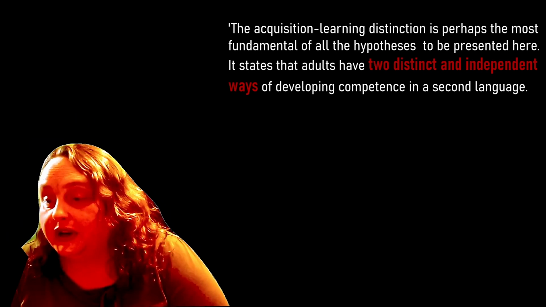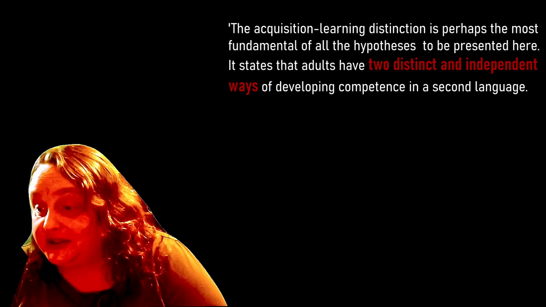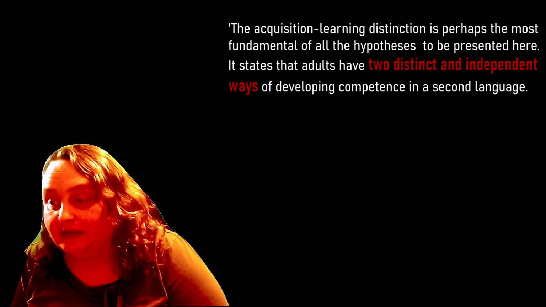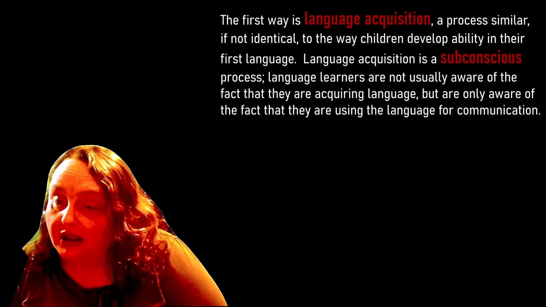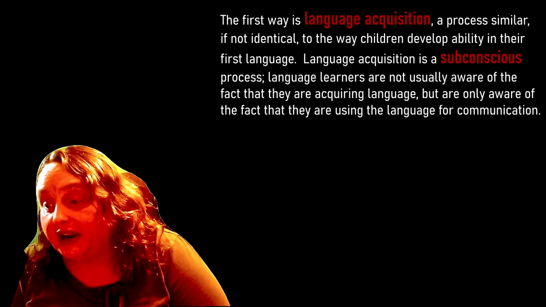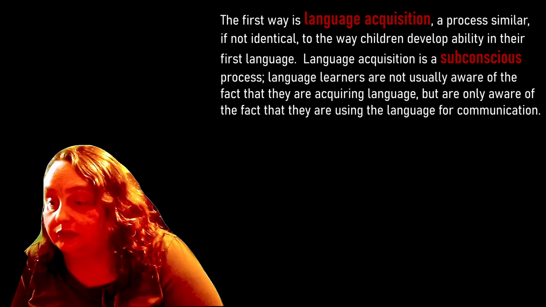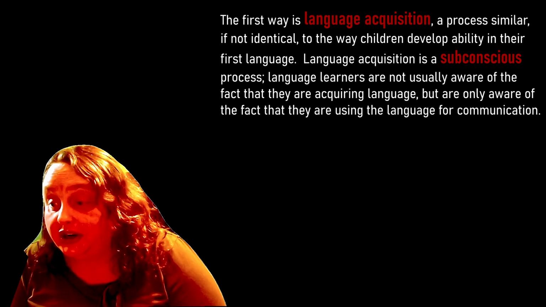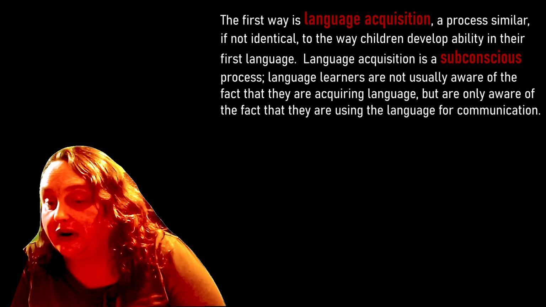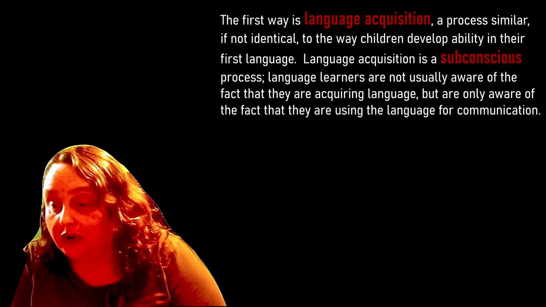The acquisition-learning distinction is perhaps the most fundamental of all the hypotheses to be presented here. It states that adults have two distinct and independent ways of developing competence in a second language. The first way is language acquisition, a process similar, if not identical, to the way children develop ability in their first language. Language acquisition is a subconscious process. Language learners are not usually aware of the fact that they are acquiring language, but are only aware of the fact that they are using the language for communication.